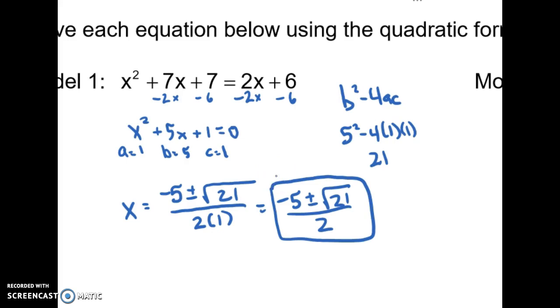Now, what does that mean? That means that one of our roots is negative 5 plus the square root of 21, all of that divided by 2. And another one is negative 5 minus the square root of 21, all of that divided by 2.